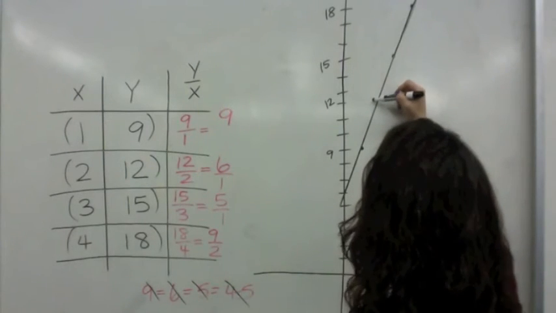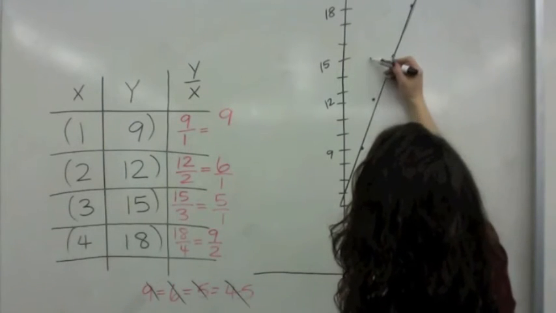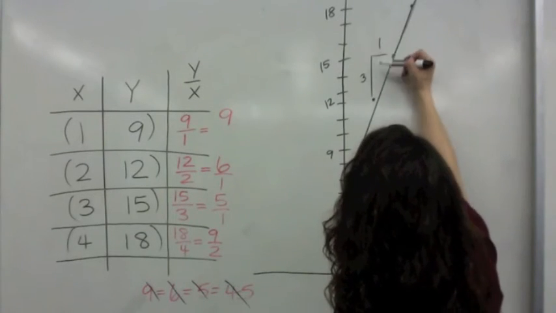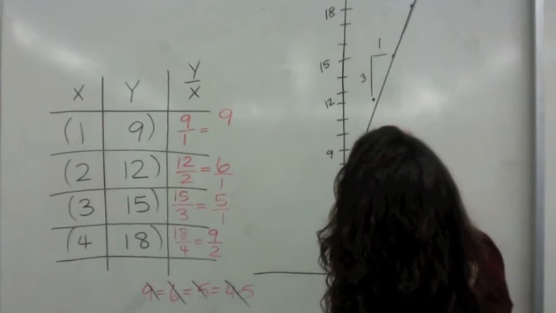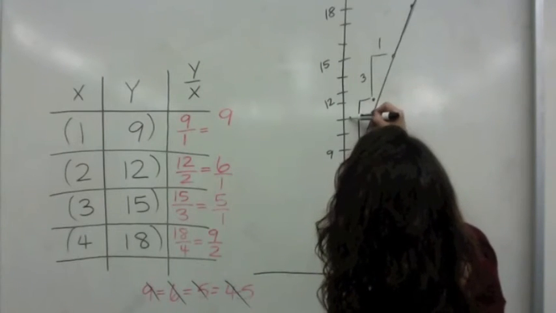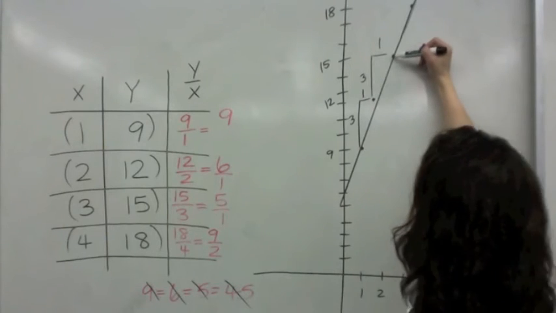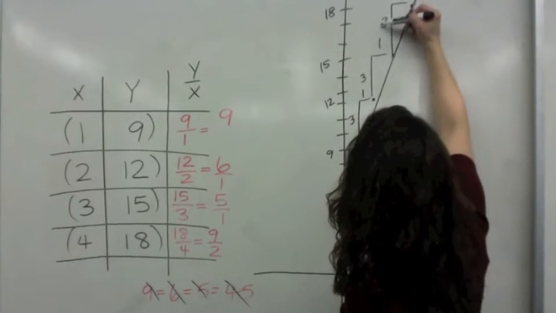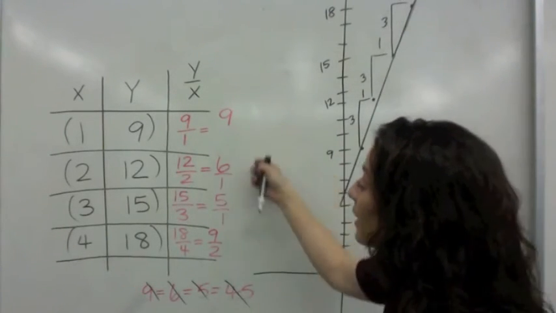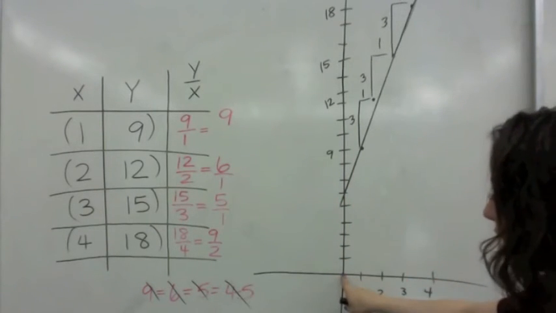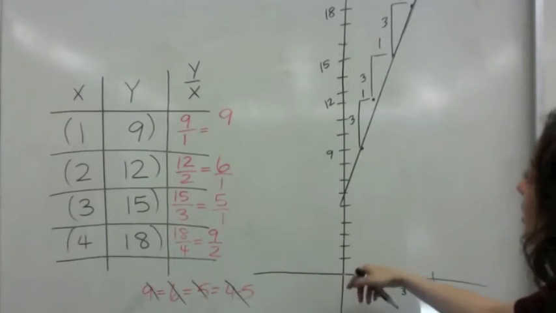What's the slope? It looks like we're going from this point up 1, 2, 3, and over 1. Up 3 over 1. From 9 to get to 12, I'm going up 3 and over 1. So the slope consistently is what? The slope is 3. Why are we not getting the ratio of 3 here? Well, that's because we're not starting at the origin, are we?